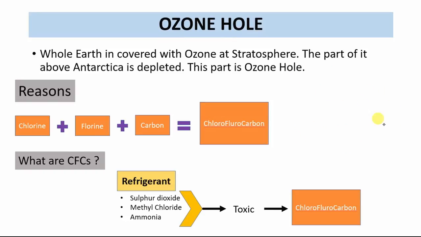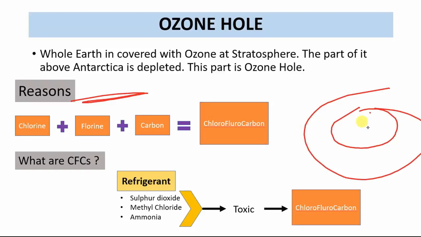This ozone is getting destructed due to various reasons. In ozone formation and destruction, there is no balance. That means ozone is getting destroyed faster than it can be formed, especially the part above Antarctica. This part is depleting at faster rate. This is ozone hole. As we saw, ozone hole is not actually a hole, but the depleted part. The region of ozone above Antarctica is just like 50% of the original.